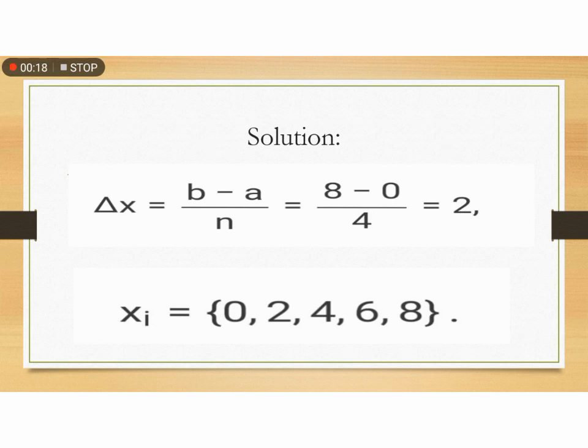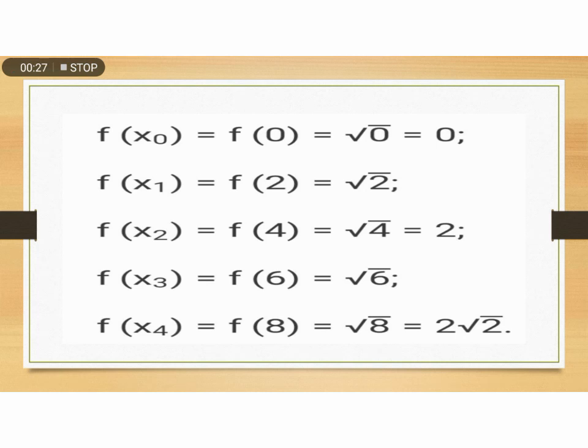The solution is to calculate the function values at the points. f(x0) equals f(0) equals the square root of 0 equals 0. f(x1) equals f(2), and f(2) is the square root of 2. f(x2) equals f(4), and the square root of 4 is 2. f(x3) equals f(6), the square root of 6. f(x4) equals f(8) equals the square root of 8, which is 2 square root of 2.